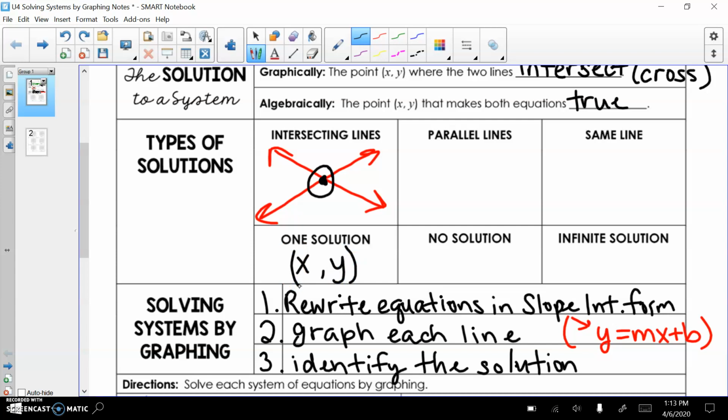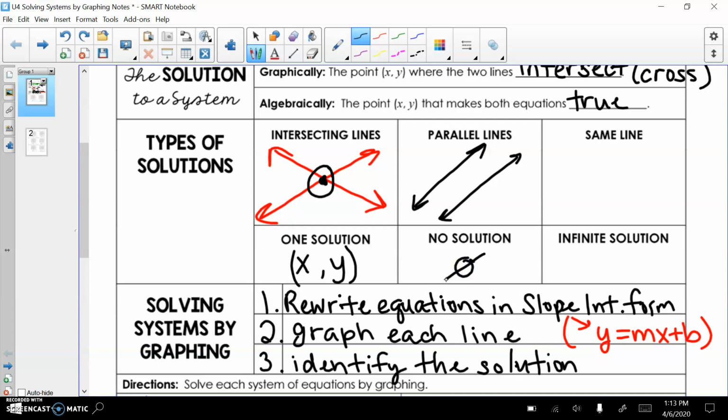All right, so the second type is parallel lines. Those are lines that just never touch. They just kind of run parallel. So think of maybe railroad tracks. They never actually cross. They just run along side by side. So with parallel lines, there is no solution, okay?